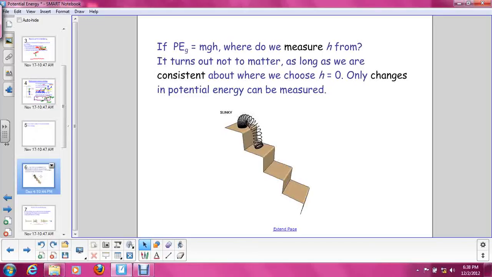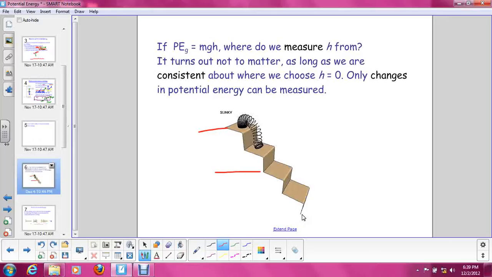So if potential energy is equal to mgh, mass times gravity times height, where do we measure h from? It turns out it doesn't matter as long as we are consistent. So in this problem, I can measure the change in potential energy from the bottom step to the top step. I can measure how much gravitational potential energy that slinky has at the top step. But if I do the problem a second time and I change my initial reference frame to the middle of the stairs, the amount of gravitational potential energy here is going to be different.